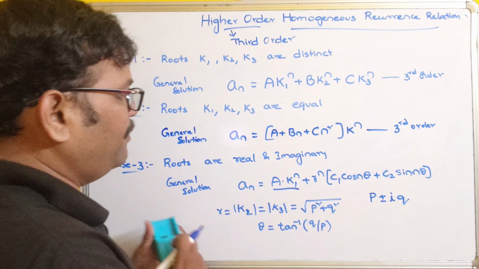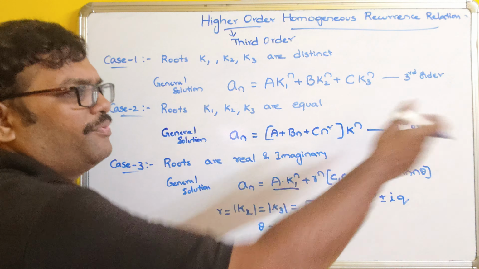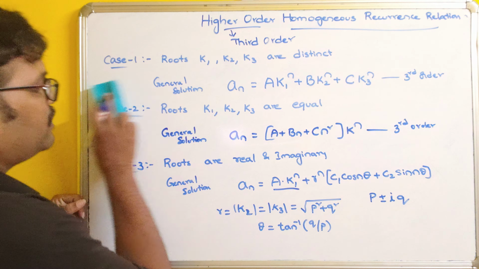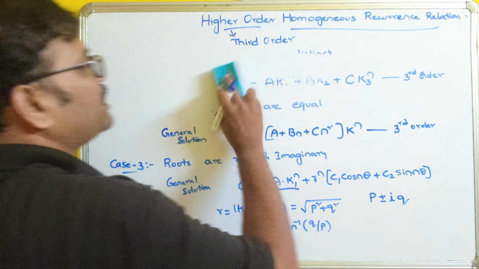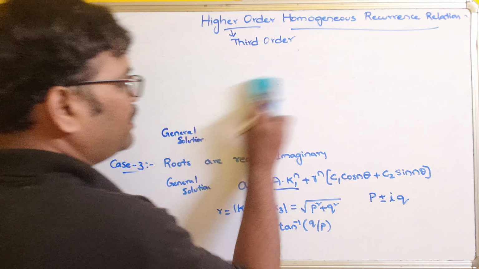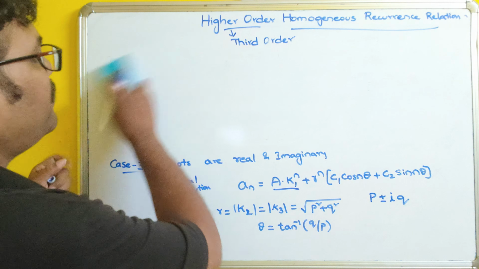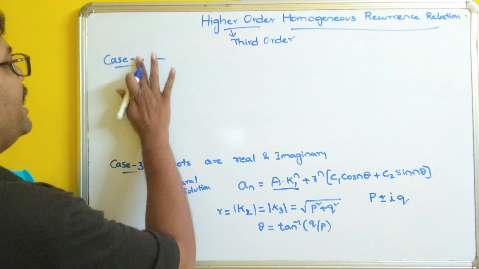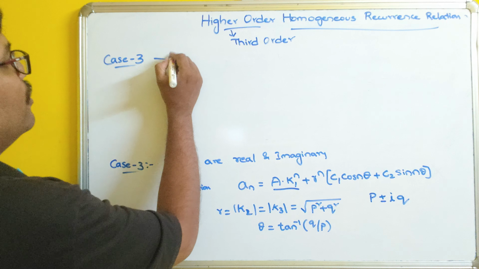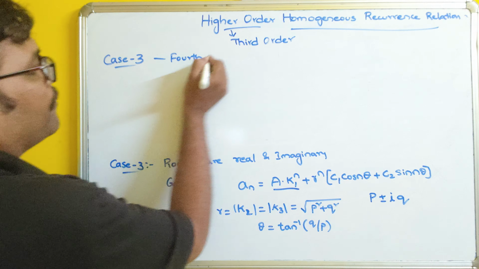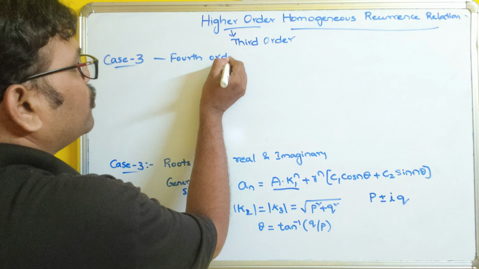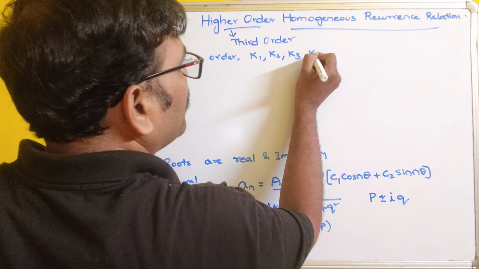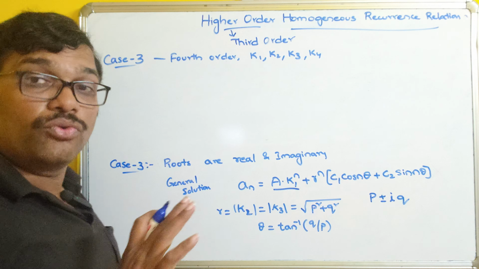Now coming to case 3. If it is fourth order and fifth order, automatically one more term will keep on adding. Coming to this case 3, what we have written is for third order. And if it is for fourth order, we'll be having k1, k2, k3, k4, four roots.